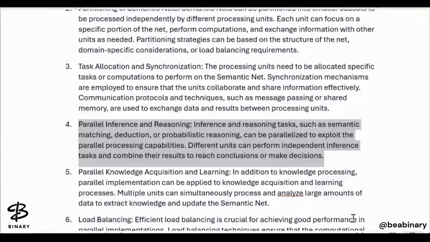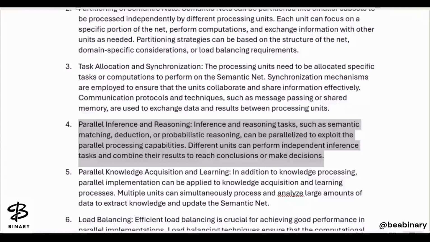Or the different units can perform independent inference tasks and combine their results to reach a conclusion or make decisions, which basically gives the insights of the data.